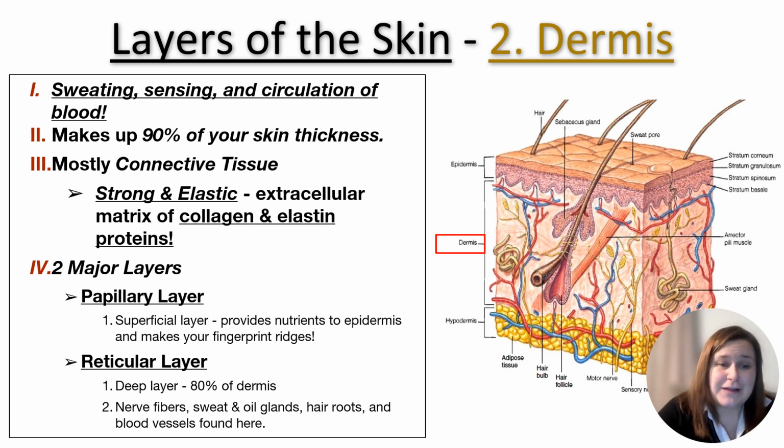The reticular layer is the deep layer. It's going to be 80% of the dermis. So this is going to be the really light pink here where you see the nerves and the hairs, sweat glands, and all of those things running through it. This is also where we are going to find the blood vessels. Because this part is vascularized, right? This is where the blood is released before it diffuses up to that epidermal layer.